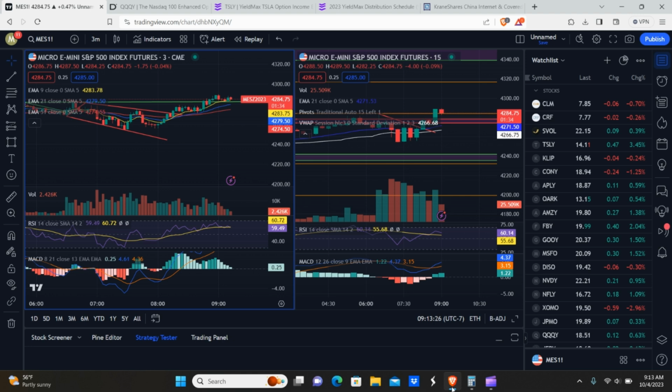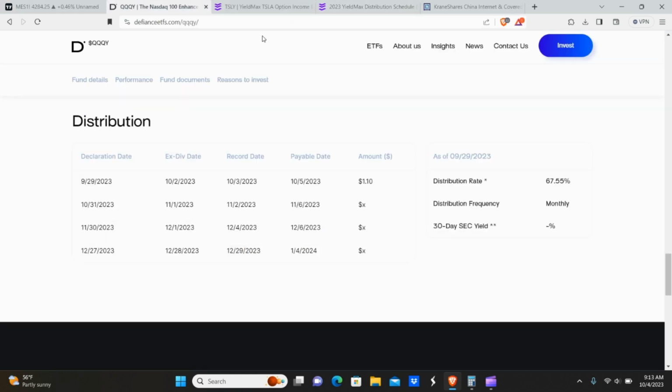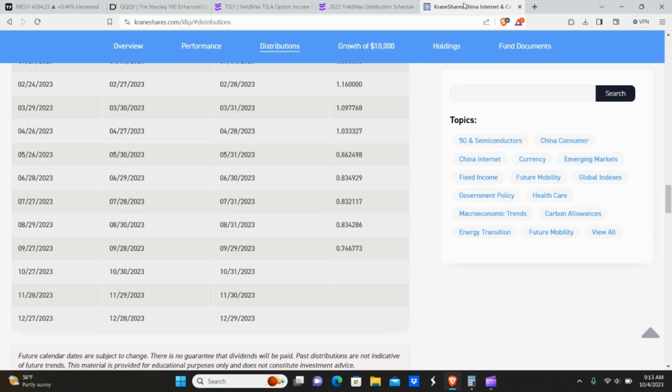Okay, peeps, welcome back. So today I'm going to be showing you guys how to use the dividend capture strategy to substantially increase your passive income with these three ETFs. Let's get it. So which three ETFs am I talking about here? Well, it should be obvious based on the screen. I'm talking about TSLY, QQQY, and KLIP, KraneShares China Internet ETF.